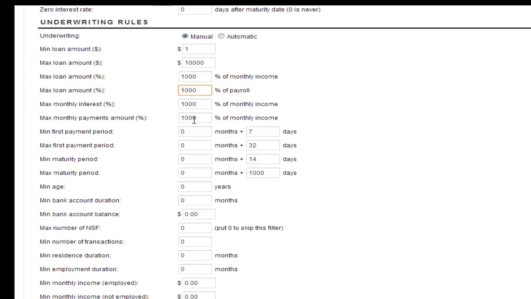So note that within these different categories you have flexibility and you have options. Different states have different rules, as you are probably aware, and you can only charge interest according to your state laws. So make sure that you set that up here in the underwriting rules, that way you won't have any problems in the future. The minimum loan period, we will go down to that for a minimum first payment period.